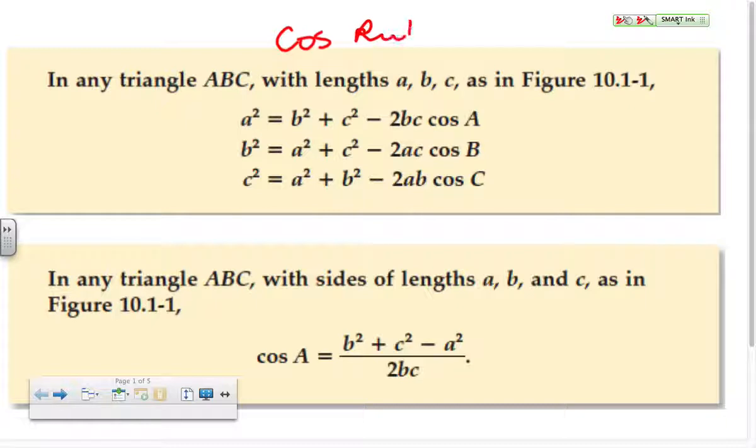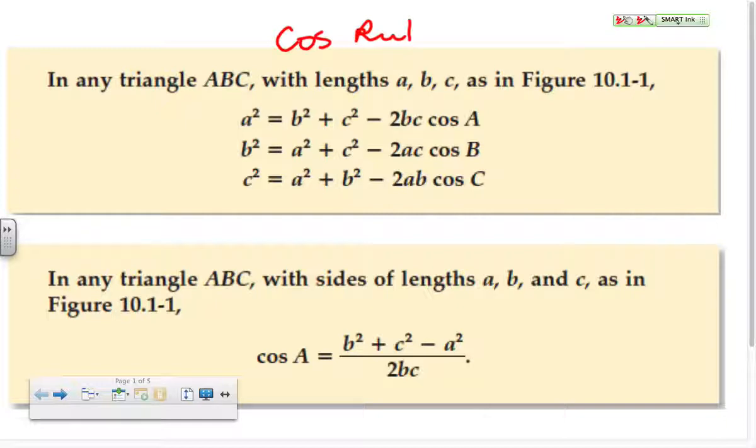You may want to write this down somewhere, or take a picture of it, screenshot of it, whatever, right? But this is how we're going to actually solve triangles. So if you're given 2 pieces to a triangle, or 3 pieces to a triangle, and you need the other 3, this is how you find it. There's 2 parts to the rule. Depending on what you're given, it's going to depend on what you use.